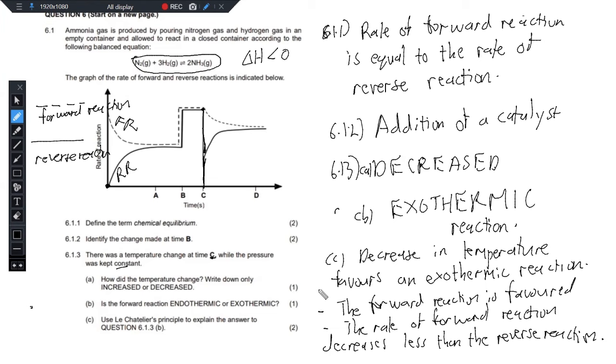I hope all that makes sense. So the temperature was decreased, the forward reaction was exothermic, and the explanation is that a decrease in temperature favors an exothermic reaction. The forward reaction is favored. The rate of forward reaction decreases less than the reverse reaction, indicating that the forward reaction was favored. Okay, let's now proceed.